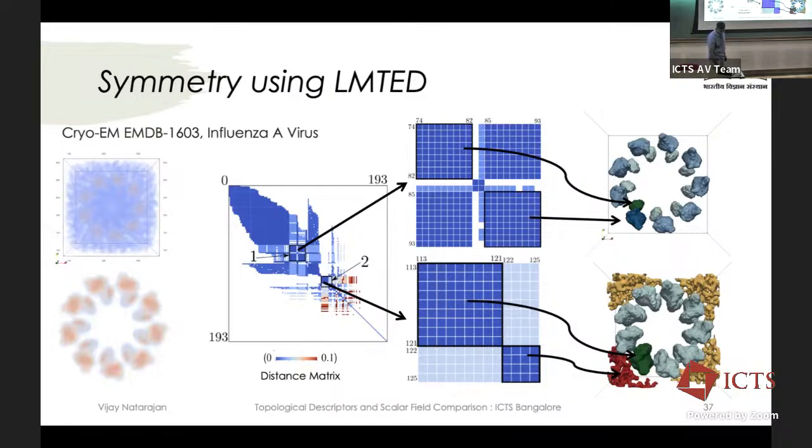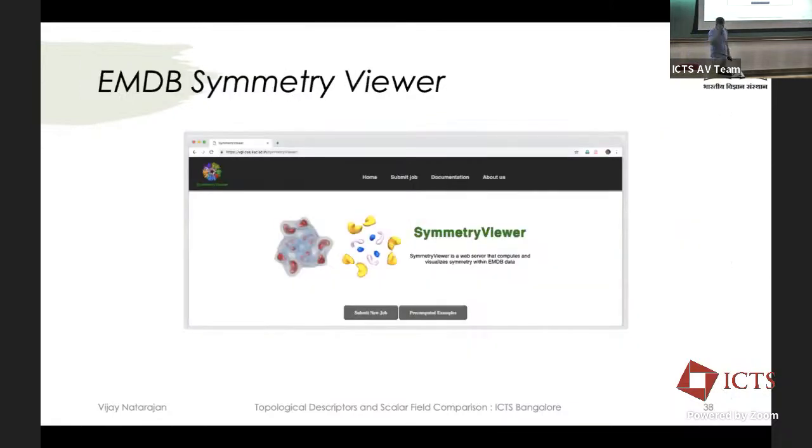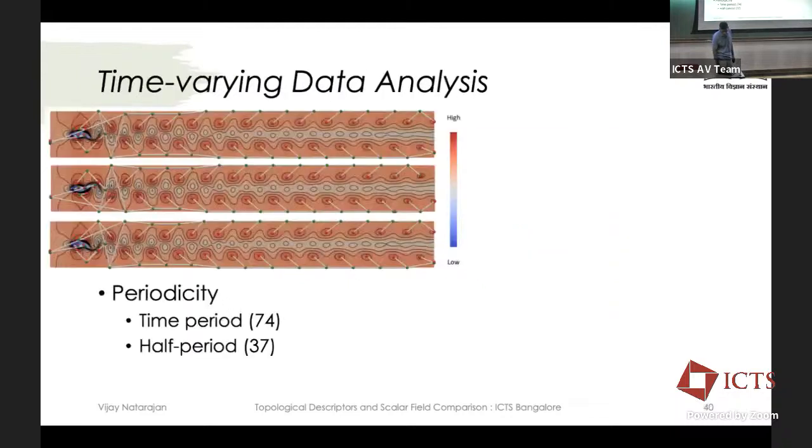So a lot of this is put together into a base tool that we released at that time, allowing people to quickly look at symmetric copies and then use that to study their structure. I will end by talking about something similar. I'm talking about time-varying data, which is not the same as R4, but close enough, I think. So this is time-varying data.